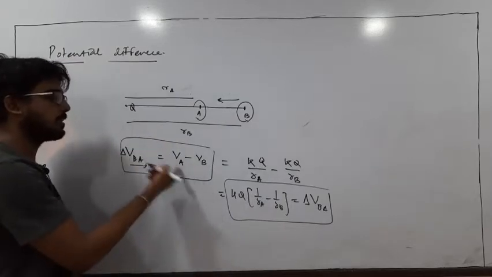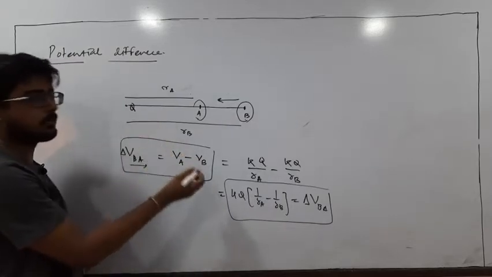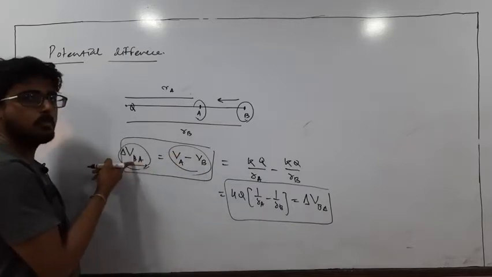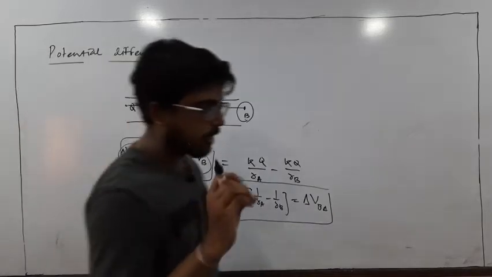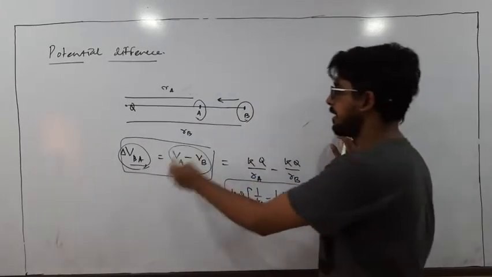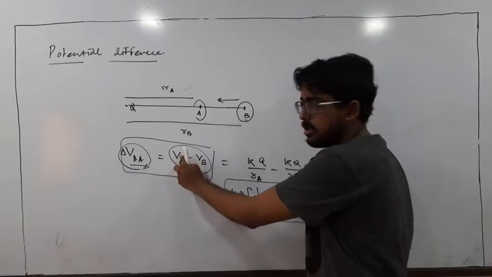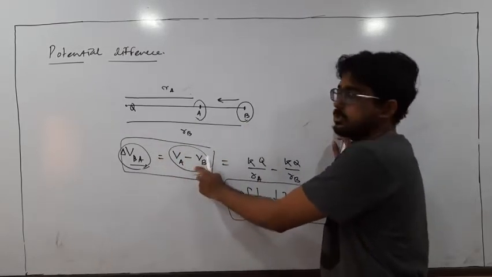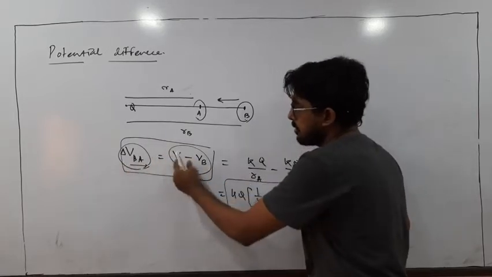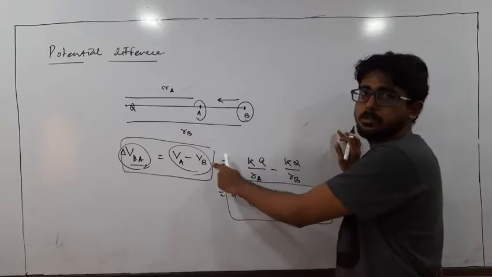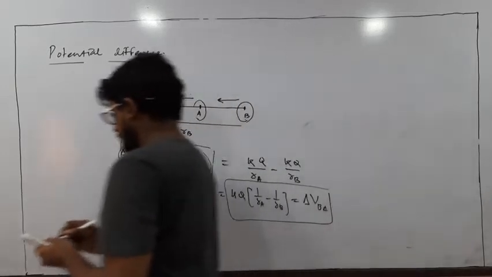This also has the same dimension and unit as that of potential, because a potential difference is also a potential. So you have to remember, when you have to calculate the potential difference between any two points, you have to find the potential at the final position, then the potential at the initial position, and take their difference. So the potential difference between any two positions will be the potential at the final position subtracted by the potential at the initial position. Okay.